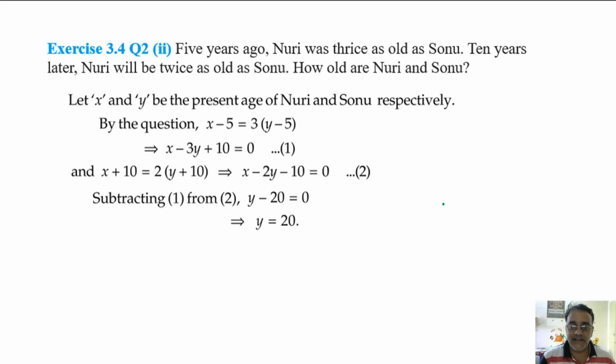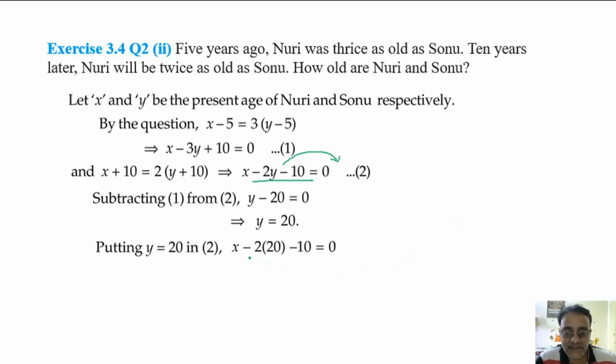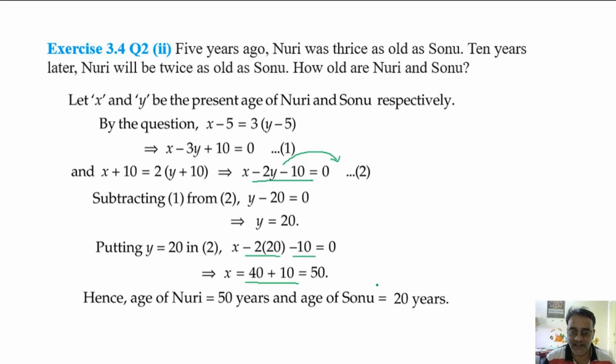So now 20 we have to substitute in equation number 2. Either shift these two first, 2y plus 10, and substitute there. If we substitute there, we get minus 40 minus 10, x minus 50 is equals to 0, or if you shift to the right hand side you will get 40 plus 10. So what is the final value of x? 50. Hence, the present age of Nuri is 50 years and the present age of Sonu is 20 years. Any doubt in this question?